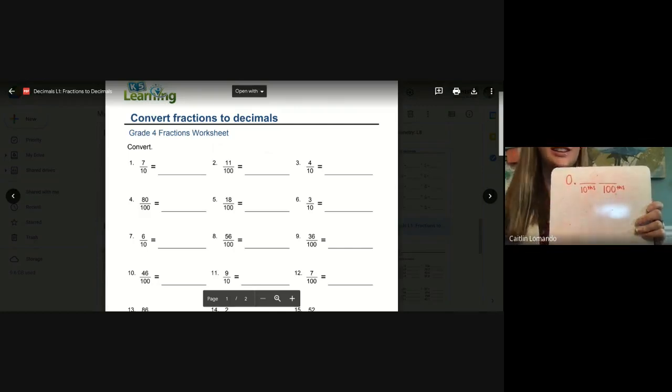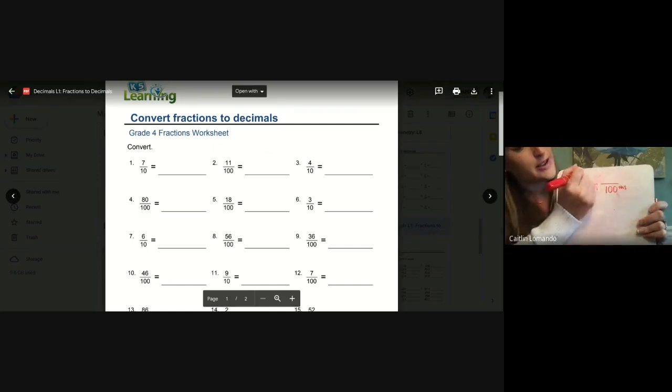4/10. Let's pause and write out how we would write that as a decimal, 4/10. If you got 0.4, you are right. Let's look at problem number 4.